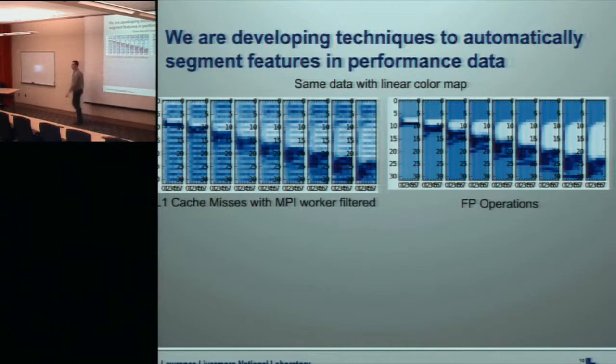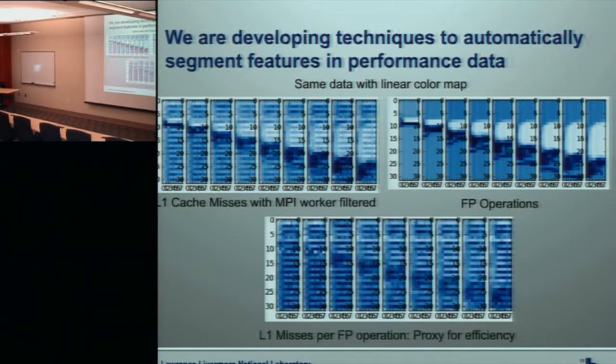So this isn't very surprising in some sense. If you're doing more computation, then you're just going to get more cache misses. But what if we divide these things out to get a rough proxy for efficiency? If I plot the L1 misses per FP operation, I see something pretty interesting here too.